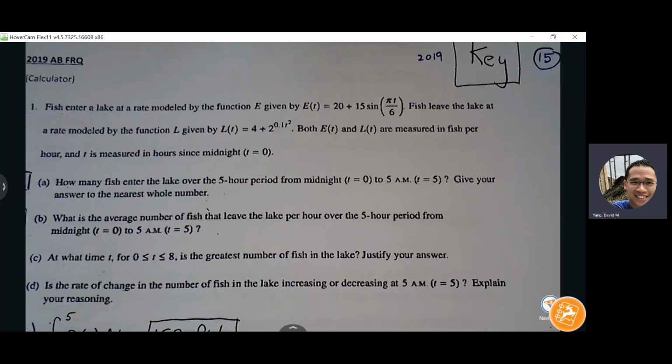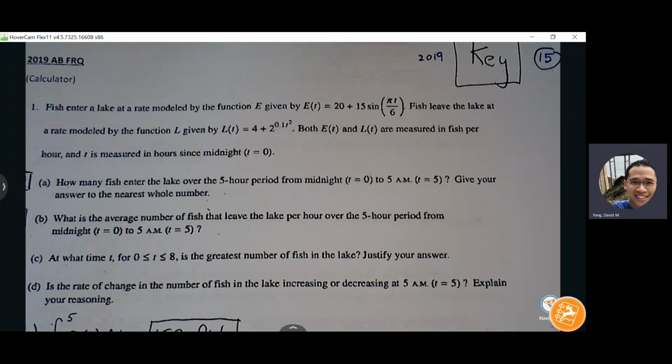Okay, so fish enters a lake at a rate modeled by the function E, given by E of t. Again, with your calculator, always make sure you're in radian mode. Fish leaves the lake at a rate modeled by L, given by L of t. Both E of t and L of t are measured in fish per hour, so you're given the rate. So how many fish enter the lake over the 5-hour period? You take the antiderivative of that rate, you can accumulate that rate from fish per hour into the number of fish. So part A is usually a little bit simpler.